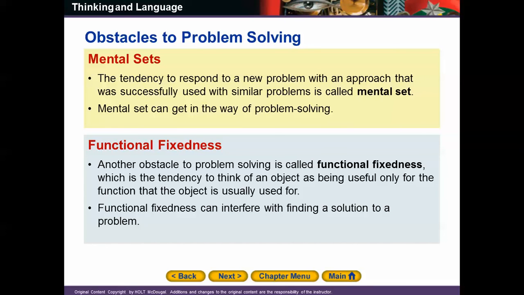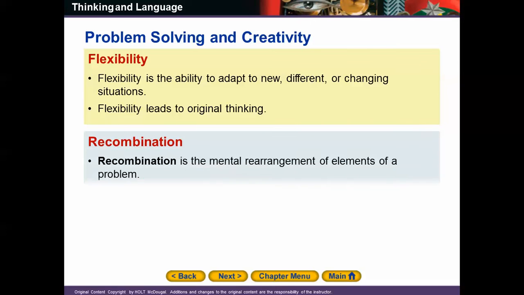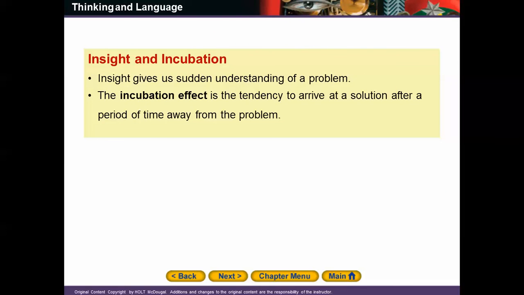Functional fixedness is the tendency to think of an object as only being useful for the function that the object is usually used for. And we're going to do some examples for that. This can also interfere with finding a solution to a problem. Flexibility is the ability to adapt to new, different, or changing situations, and this often leads to original thinking and creativity. Recombination is the mental rearrangement of elements in a problem. So all we're doing here is rearranging things to get a new perspective on them so we can try to figure out how to do them. Insight and incubation.